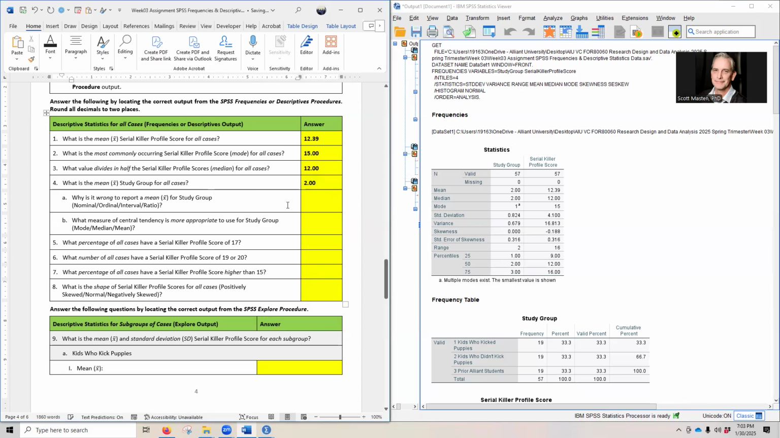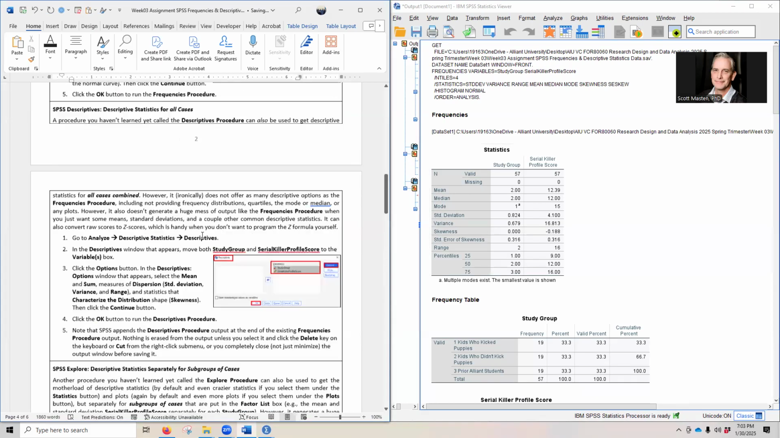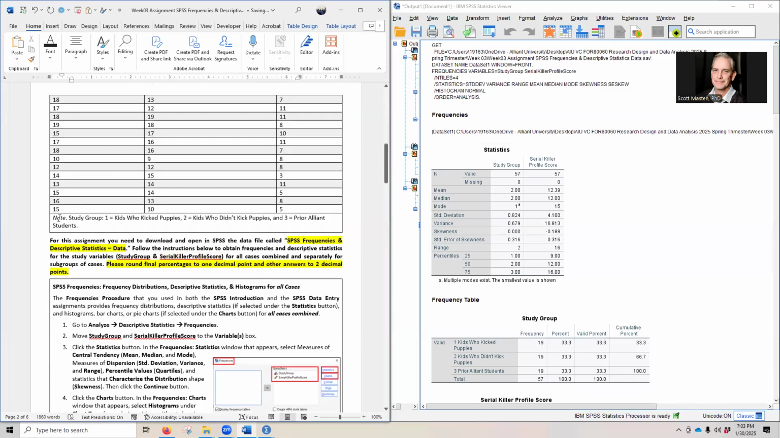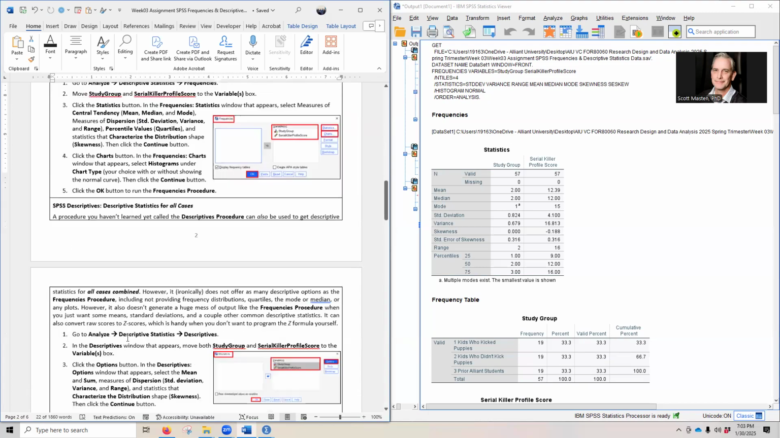There we go. Why is it wrong to report the mean for study group? The hint here is scales of measurement. What scale of measurement is study group, where 1 stands for one group, 2 stands for the other group? Here's that note that tells you which group is which. Well, it's a nominal variable. Are you supposed to use the mean for nominal variables? No. Right. The mean is for interval or ratio variables.